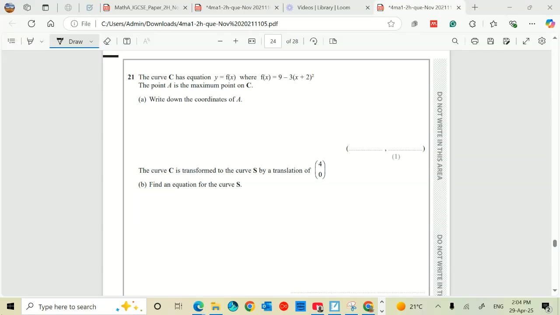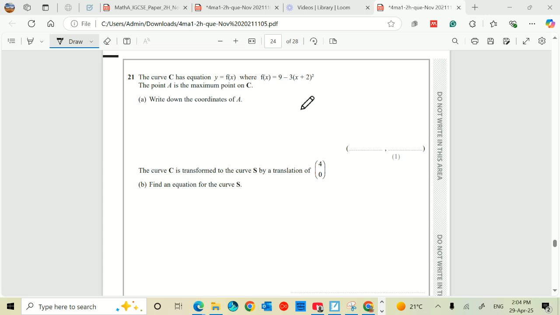Hello, welcome back. Transformations or translations. The curve C has equation y equals some function of x, which is equal to 9 minus 3 brackets x plus 2 all squared. The point A is the maximum point on C. Write down the coordinates of A.